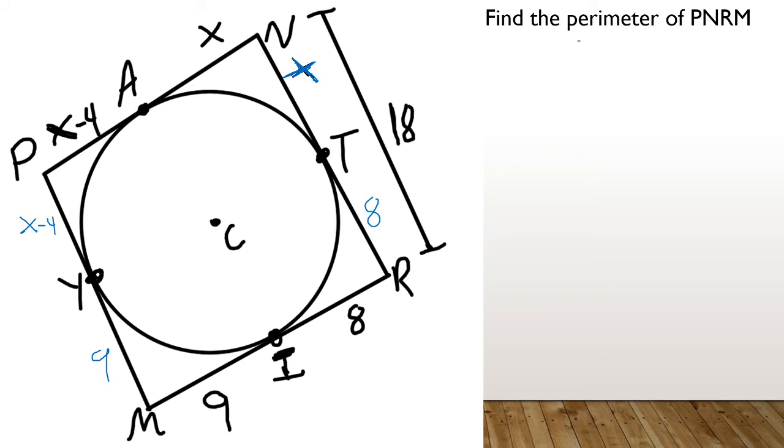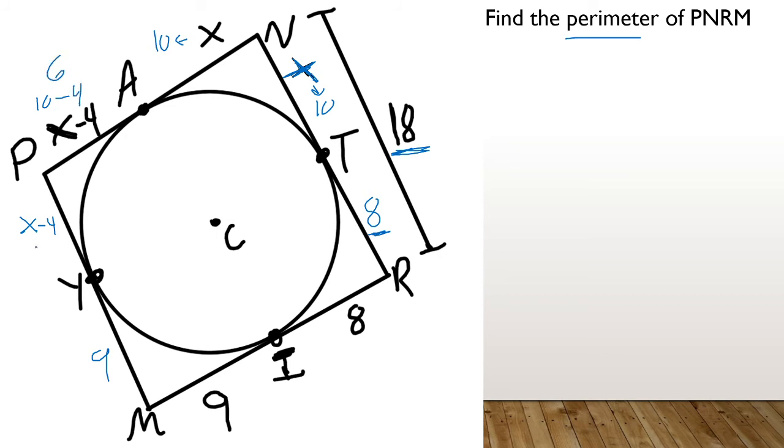So if I want the perimeter of PNRM, so basically the perimeter of this outside quadrilateral, well, I just need to find the size of each piece and then add them all together. Well, I know that this piece right here is 18, right? So this is 18 over here. So if this is 8, that means this has to then be 10, because that way 10 and 8 would make 18. And this is just a chain of events now. So if this is 10, well, that means that this is 10. And if this is 10, well, that means that this is 10 minus 4, which is 6.